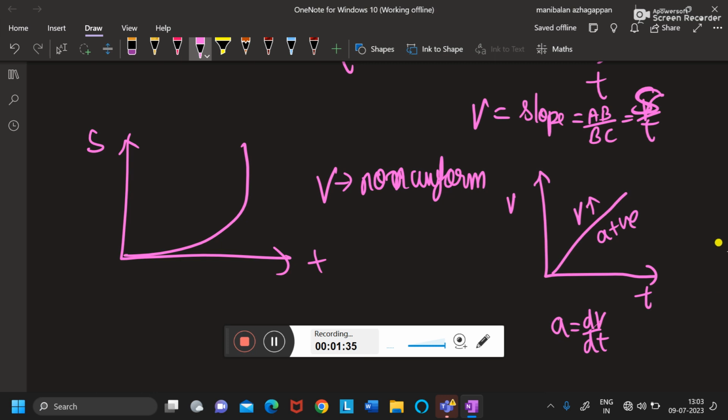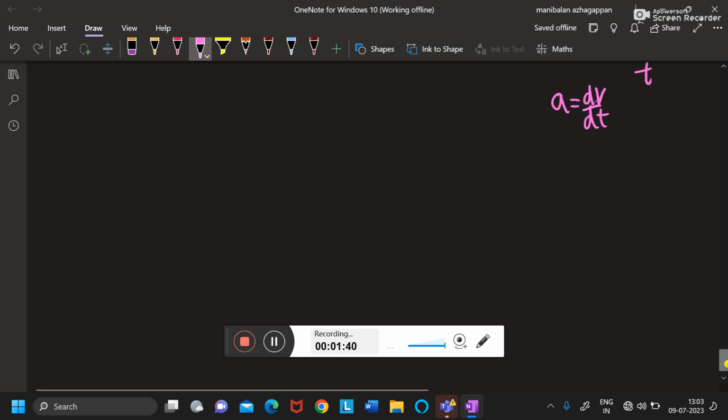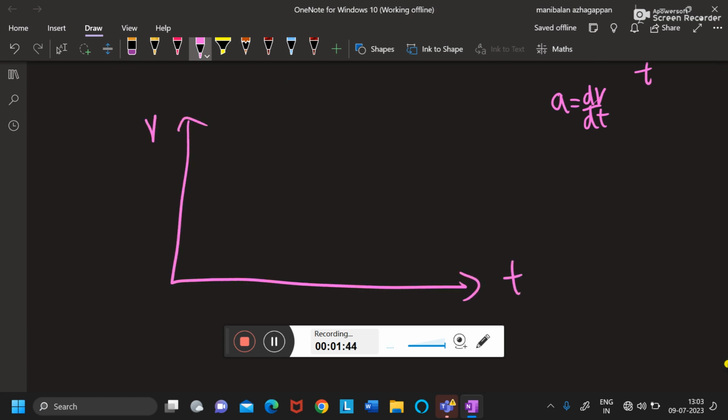Okay, this graph explanation I am going to give again. Okay, velocity increasing with respect to time, so velocity versus time. Velocity increasing with respect to the time is called positive acceleration.